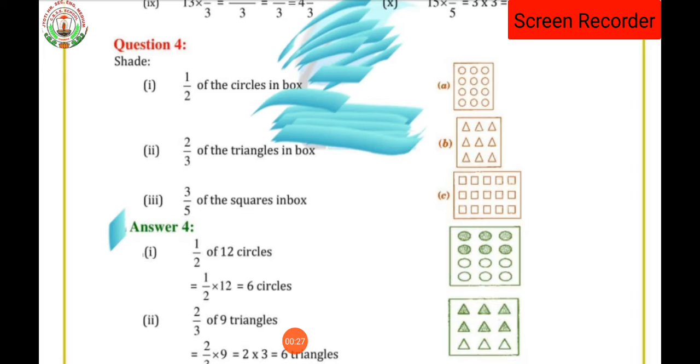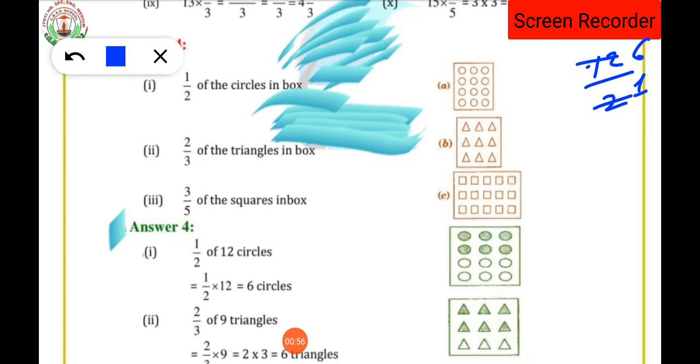What does question number 4 say? 1 by 2 of the circles in the box, shade. Here we have to shade the box 1 by 2. 1 by 2 means half of the circles in the box are shaded. So how many total circles are there? 3, 6, 9 and 12. 12 circles are there, so 12 will be half. It means 6 circles will be shaded.